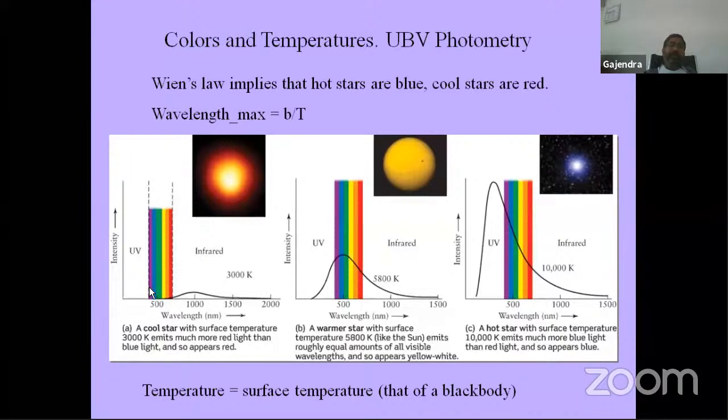And then if you choose a star which has a temperature of 3000 degrees Kelvin, then this is your optical region. And you see that the peak is in the infrared. Only in the tail you could see the red colors. So that's why if the star is cool, like 3000 degrees K, you see it as red in color.